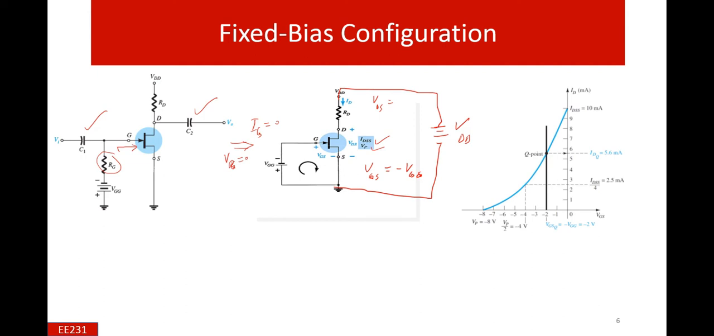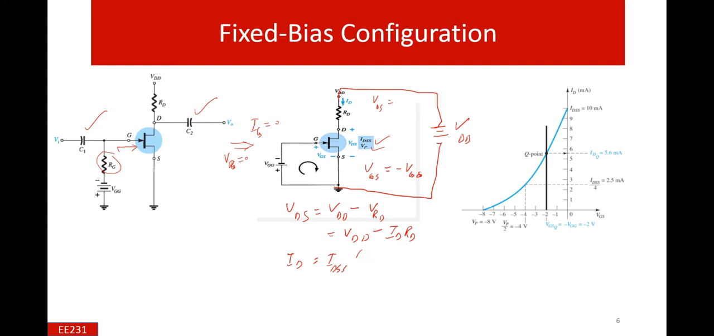VDS in this case is equal to the main voltage supply minus the voltage drop across the resistor RD, which is ID times RD. So this is the voltage relation, and this relation is still applicable.